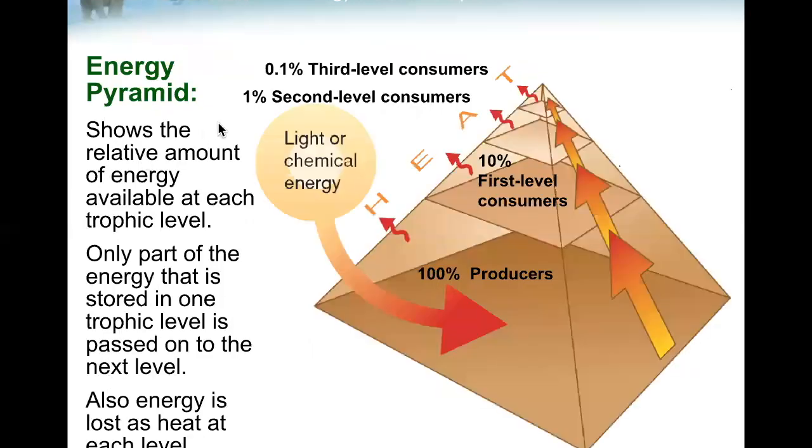The energy pyramid shows the relative amount of energy available to each trophic level. Only part of the energy that is stored in one trophic level is passed on to the next level. Also, energy is lost as heat at each level. The part that is passed on is 1/10. So if this is 100% of the producers, the first level consumers are only 10%. And then above that, second level consumers is only 1%, and then 0.1% for third level consumers.